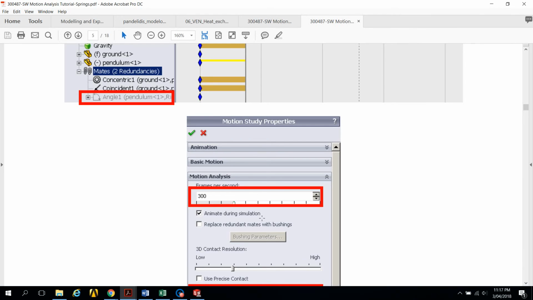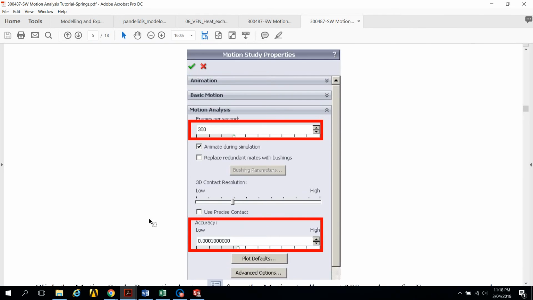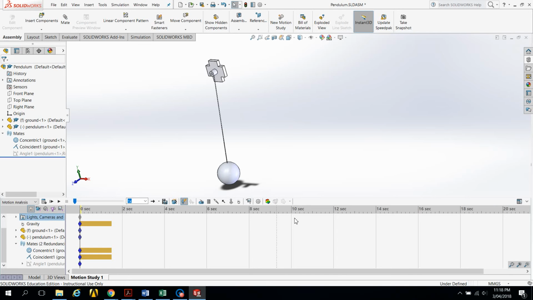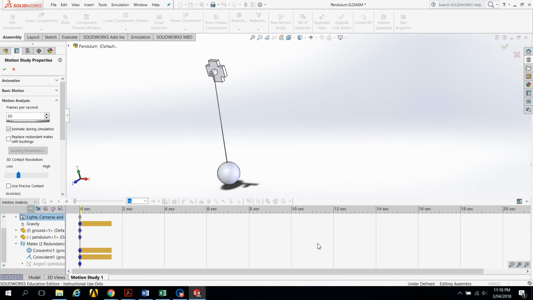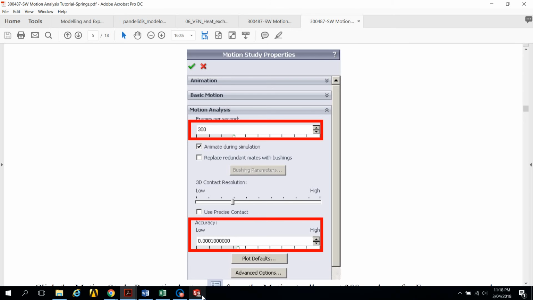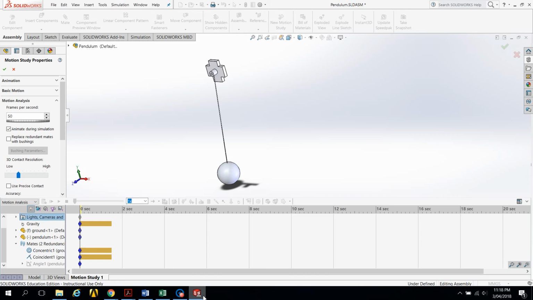The frames per second is going to be set at 300, and the accuracy is going to be set to 0.0001. So the properties we're getting from here: the frames per second we set to 300 for the motion analysis.